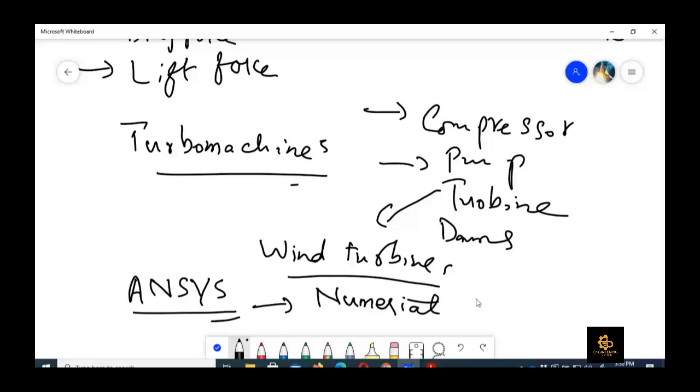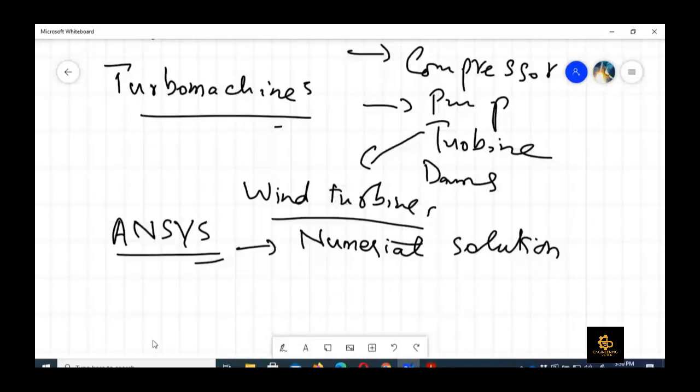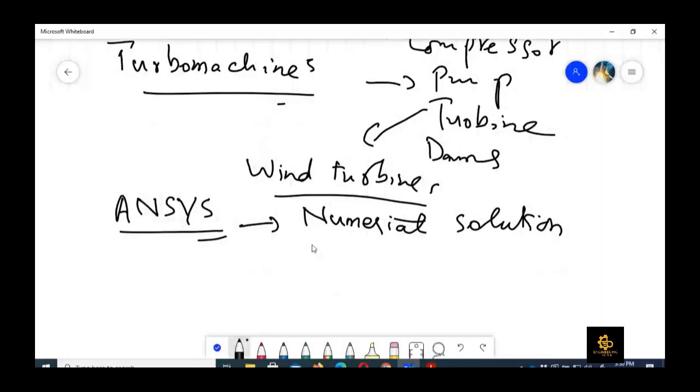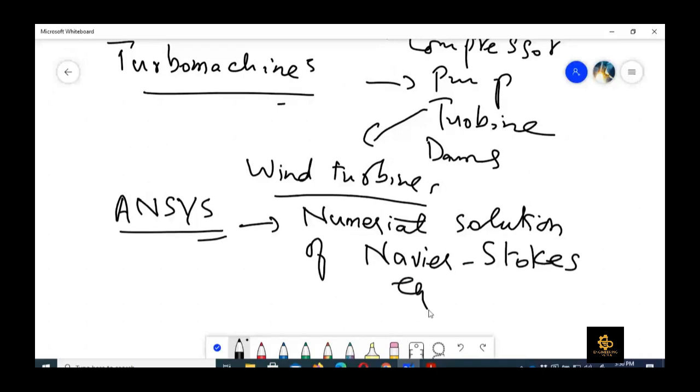Numerical solution of the Navier-Stokes equation, and it is also used for stress analysis purposes. For fluid flow, it solves the numerical solution. Numerical solution means that we don't solve the exact equation, but we discretize a domain into small segments.